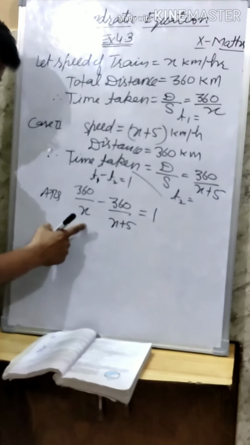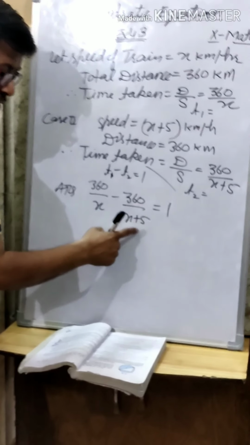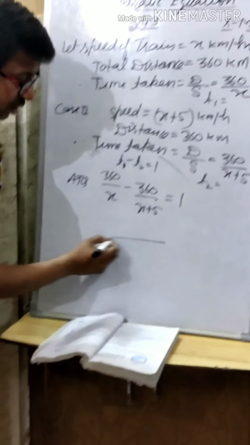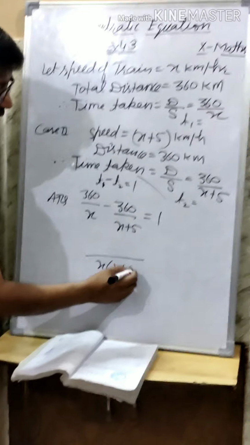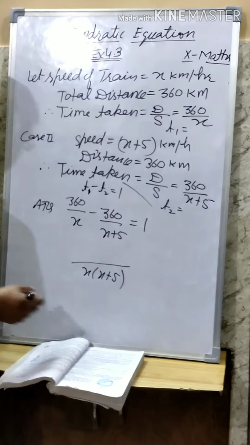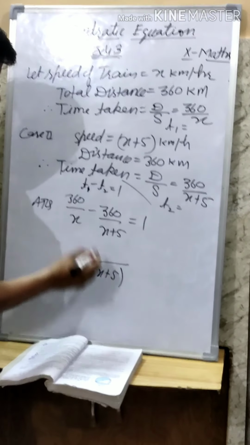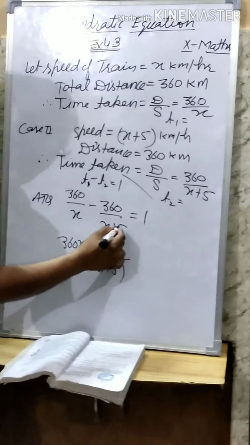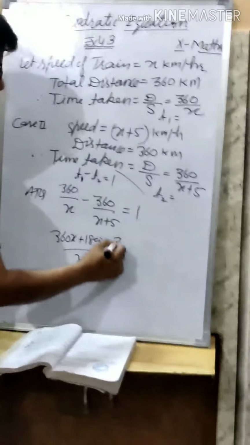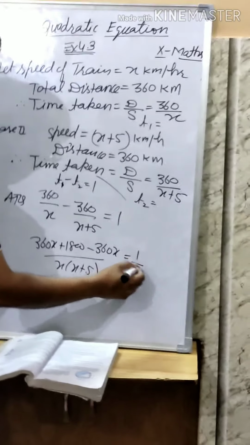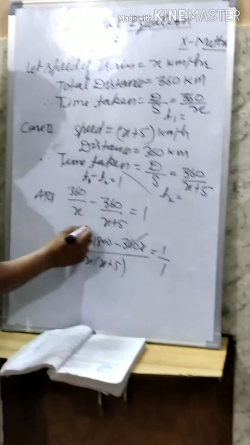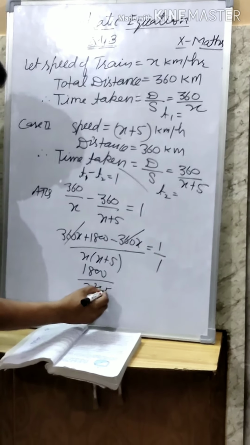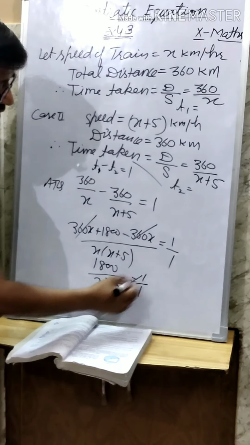So 360 upon x minus 360 upon x plus 5, clear this, is equal to 1. It is LCM. x into x plus 5. So x cancels. So 360 into this, 360x plus 1800. x plus 5 cancels, x into 360. 360x is equal to 1. This cancels. So now 1800 upon x square plus 5x is equal to 1 by 1.